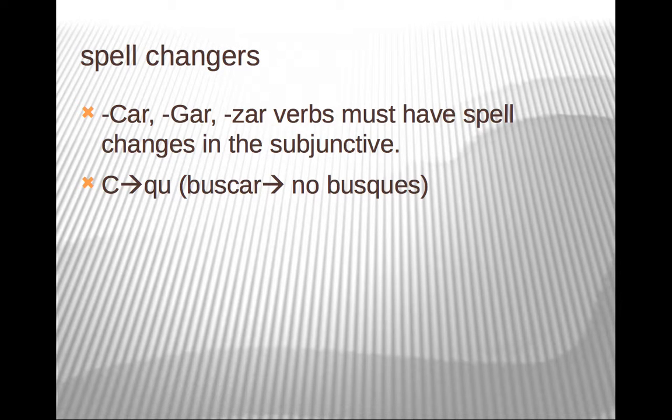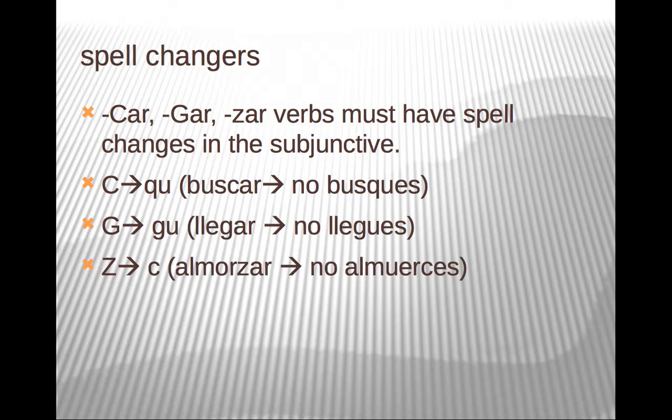No busques. Don't look for your shoes. Borrow mine. I don't know. Okay, gar, same thing. Juegues, without the spell change, it would be jueges. So you have to have the same spell change, juegues. And then we have almorzar, no almuerces. Look at this one. What's different?